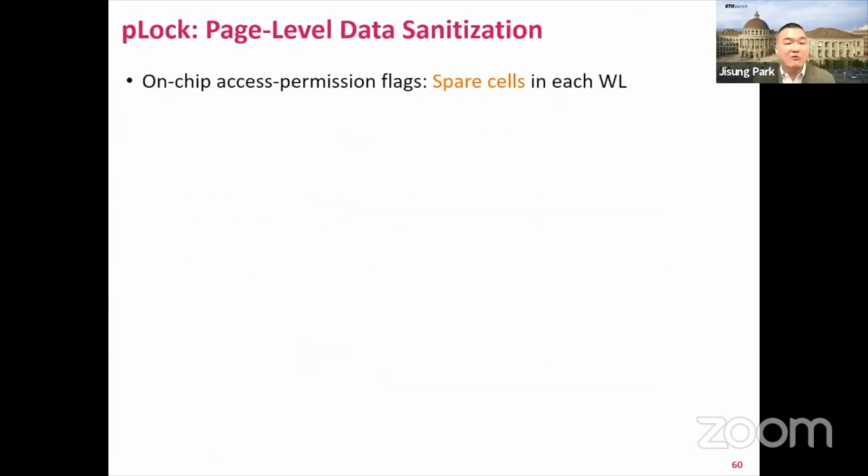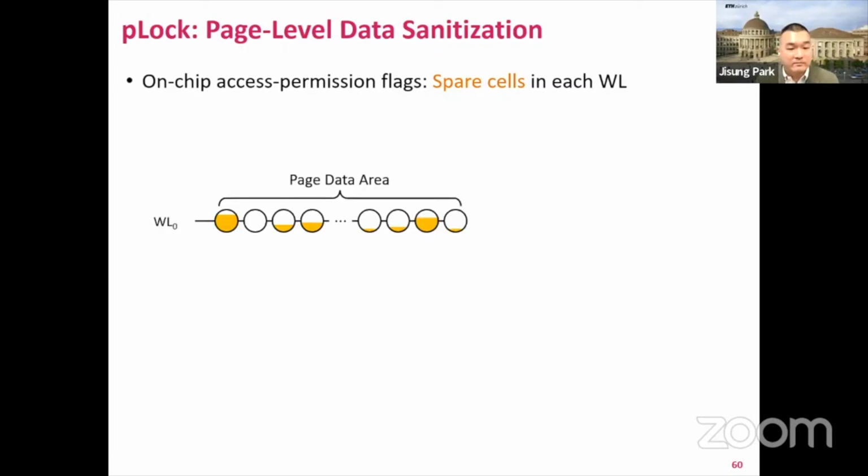So let me introduce how our P-lock can meet these requirements. In our paper, we also propose B-lock, but the high-level idea is quite similar. So I will skip B-lock in this presentation, but I would encourage you to read the full paper if you are interested. The first challenge is keeping the on-chip access permission flag at low cost.